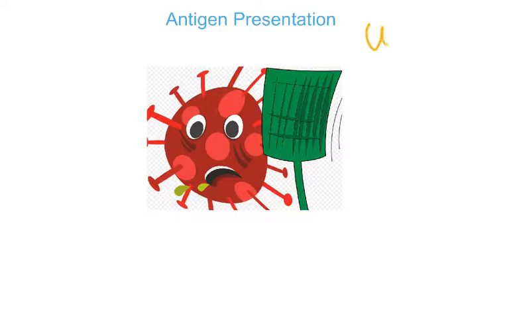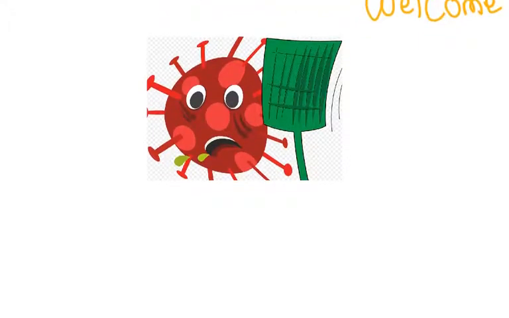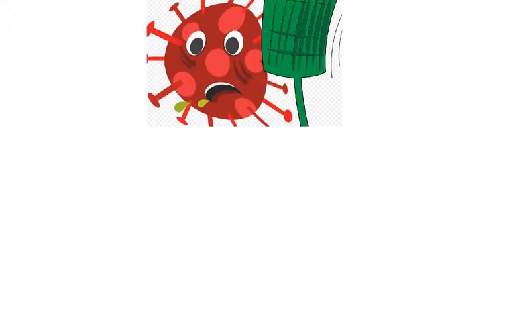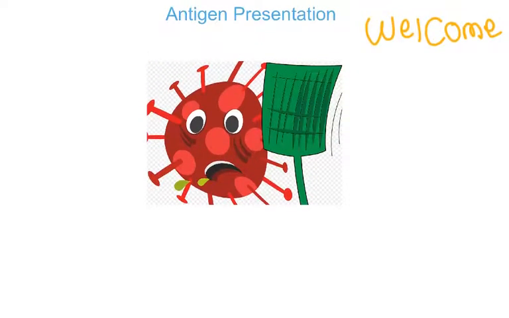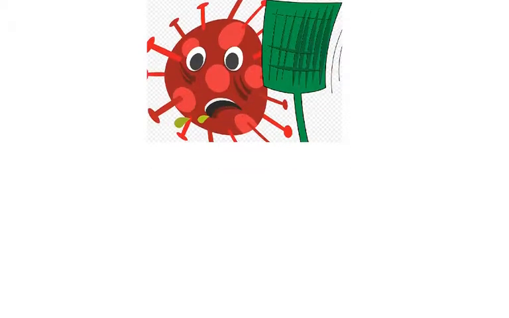Alright guys, welcome back to Underground Science, and in this video we'll be looking at the idea of antigen presentation by specific white blood cells, and we'll look at a few examples also. Antigen presentation is a really good way for your immune system to actually get better. So let's dive into an example first.